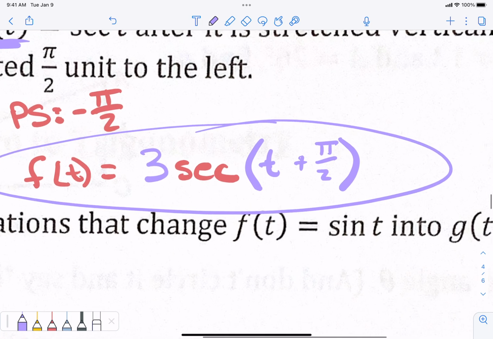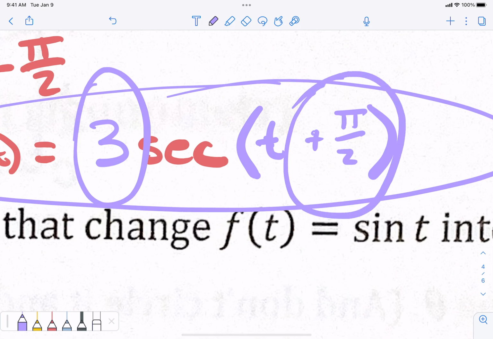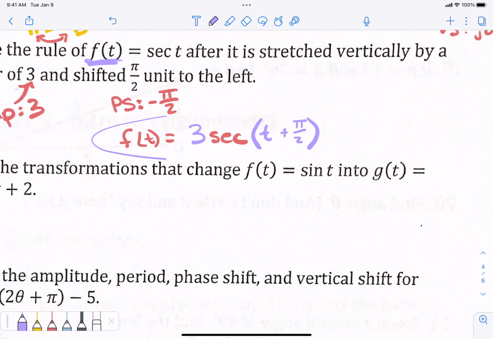Okay. Look at your answer when you get done with that. Does this reflect a vertical stretch of 3? Yes. Does this move it to the left pi over 2? Yes. We don't have to do all of those things, like plugging in for the negative b over c or anything.